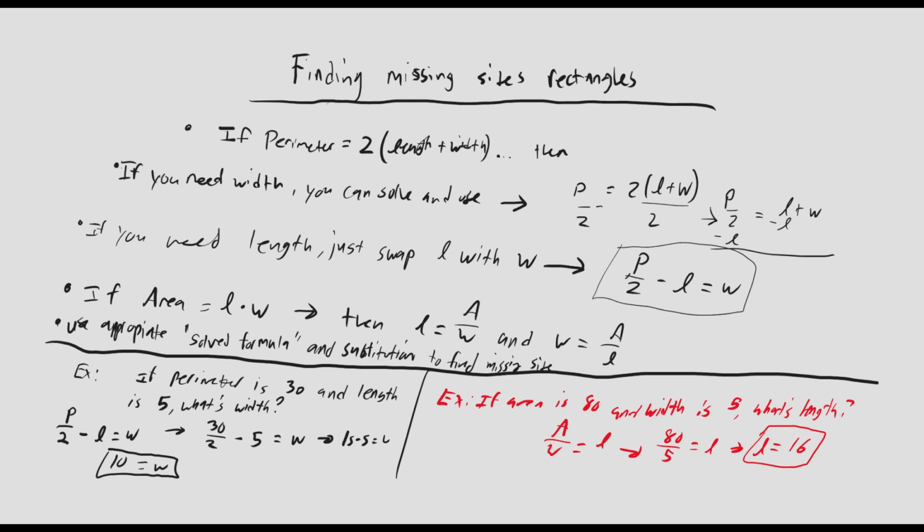If the perimeter of a rectangle is 30 and the length is 5, what's the width? Since perimeter is going to be using the P over 2 minus, in this case, L formula to get W, you would have 30 plugged in for P divided by 2, which would make 15, then minus the length, which is 5. 15 minus 5 makes 10. There's your width. If the area is 80 and the width is 5, what's the length? Area divided by width would make length, so it's 80 divided by 5, which is 16, would be your final answer there.